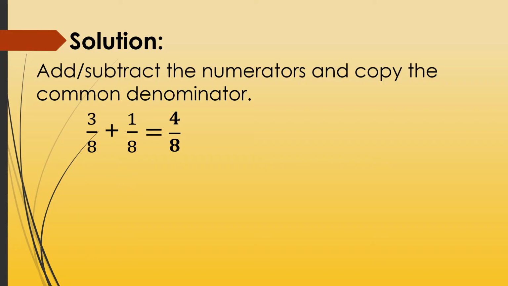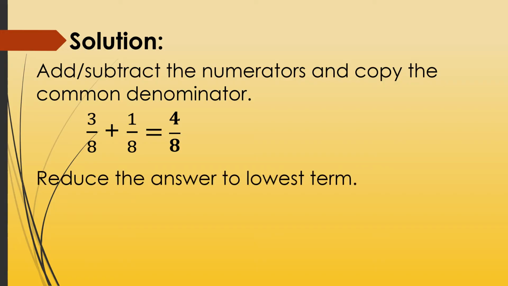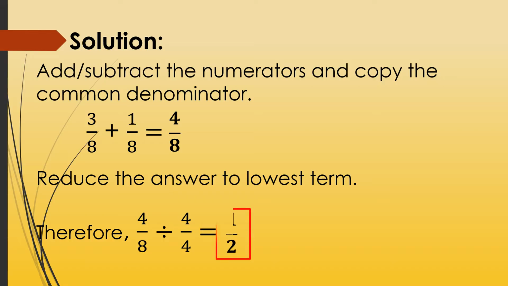And then, paano natin malalaman na final answer na yung 4 over 8? So, anong number ba yung kayang i-divide sa 4 at sa 8? Let us now reduce the answer to lowest term. So, 4 over 8 will be divided by 4. So, 4 divided by 4 is 1. And 8 divided by 4 is equal to 2. So, 3 over 8 plus 1 over 8 is equal to 1/2.